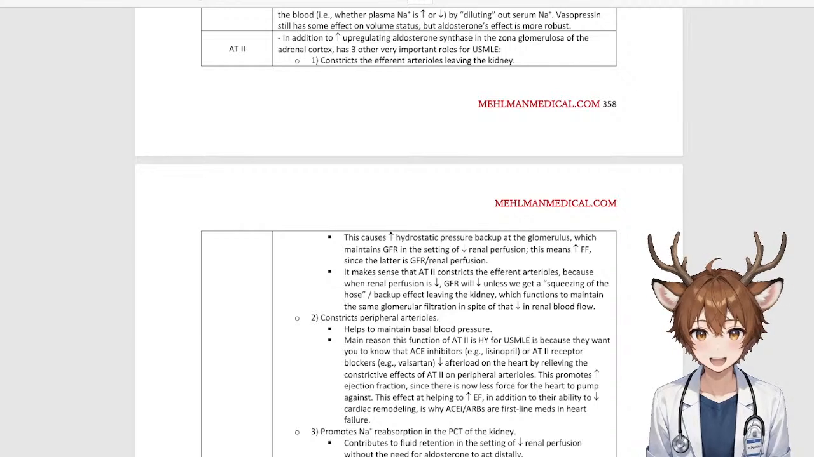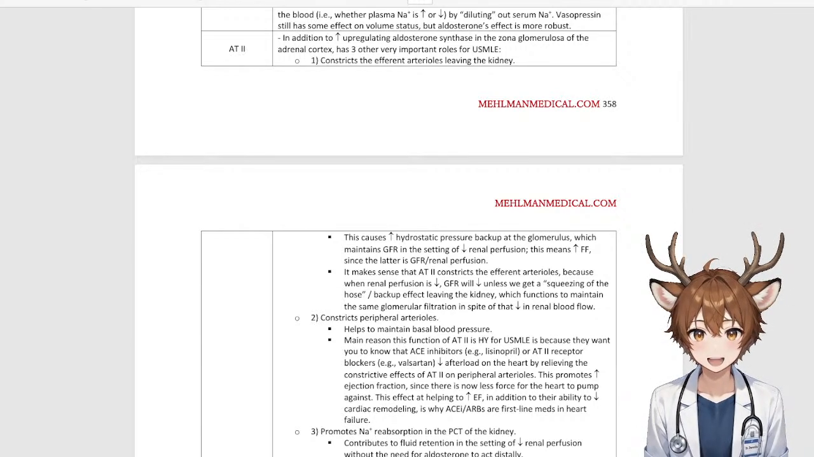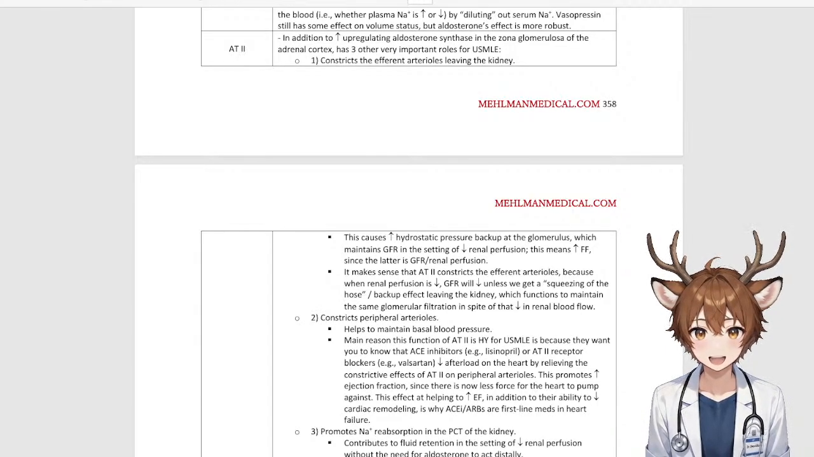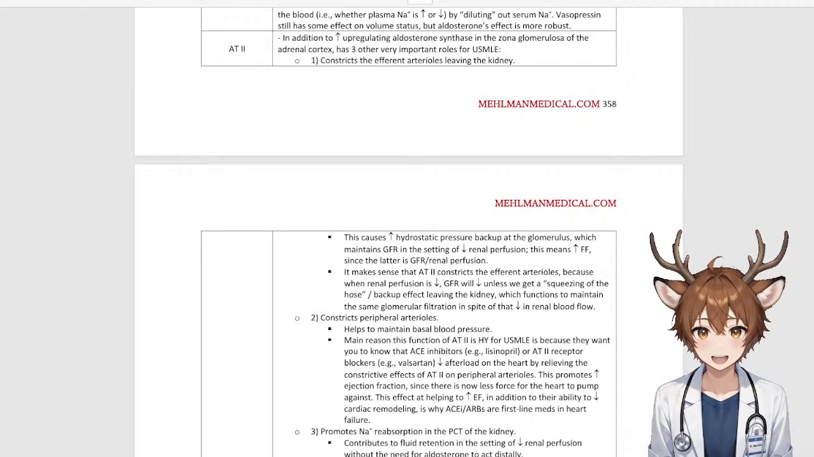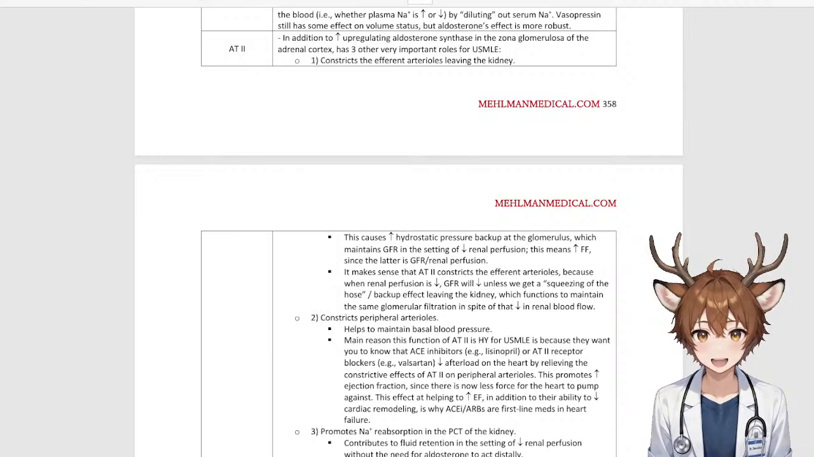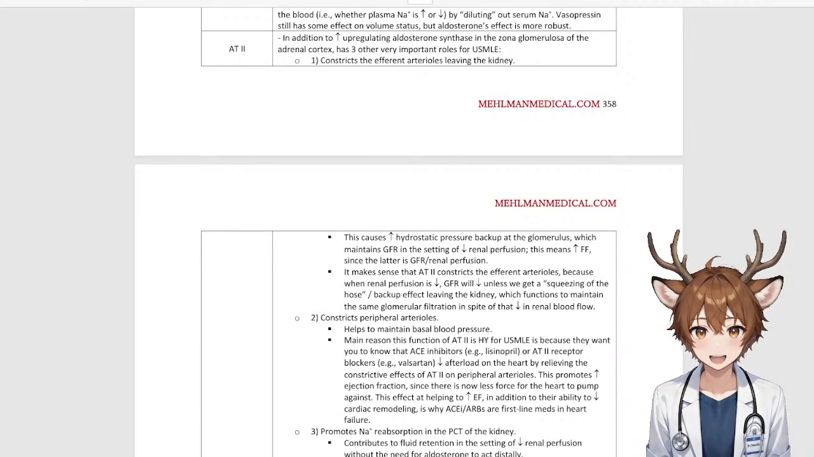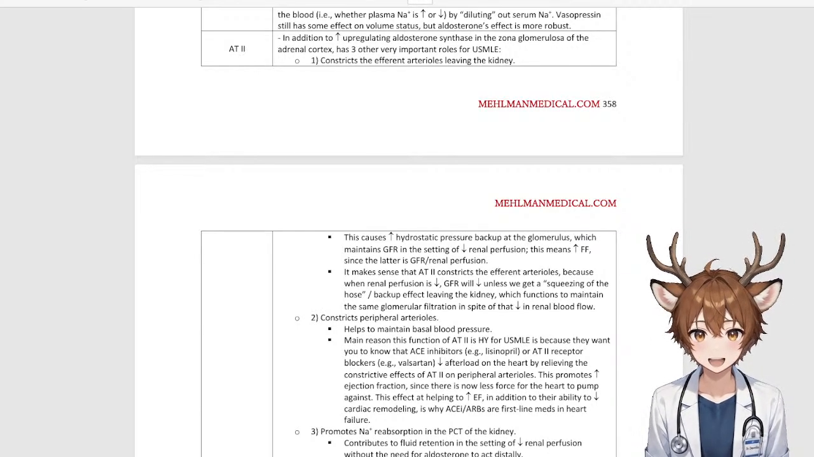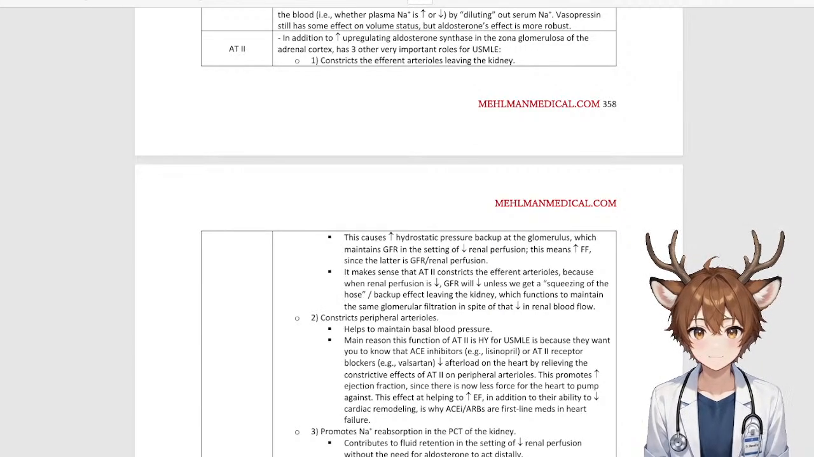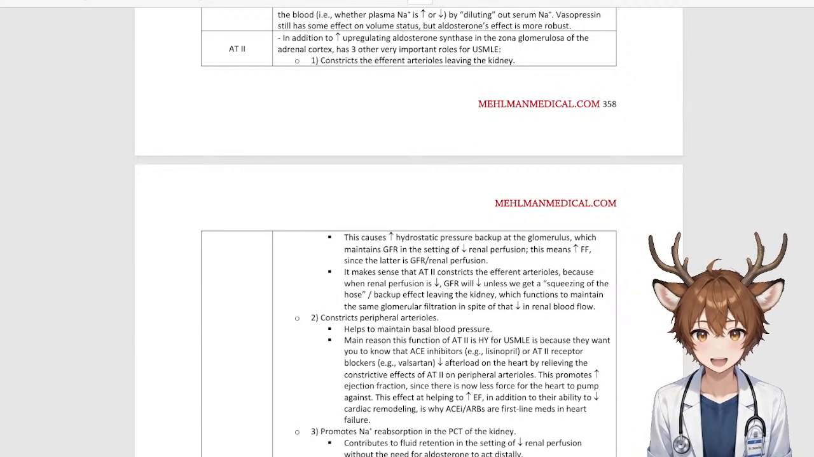What about angiotensin II? In addition to upregulation of aldosterone synthase in the zona glomerulosa of the adrenal cortex, there are 3 other very important roles for USMLE. 1, it constricts the efferent arterioles leaving the kidney. This causes an elevated hydrostatic pressure backing up at the glomerulus, which maintains the GFR in the setting of a decreased renal perfusion. This means that the FF increases.